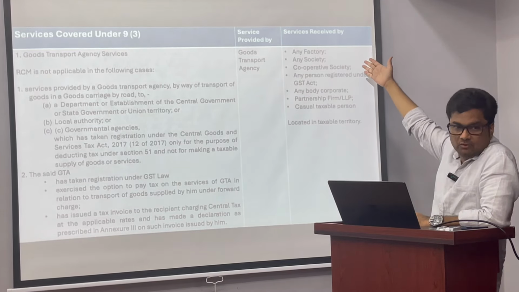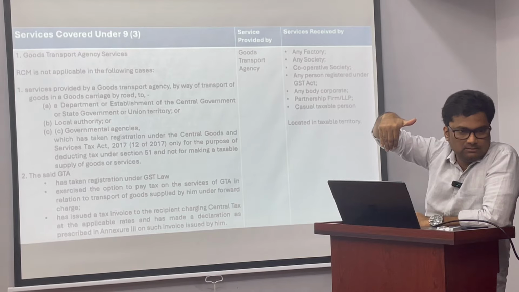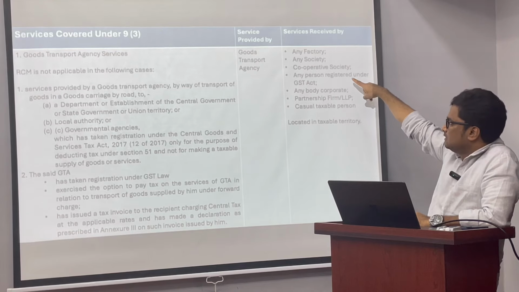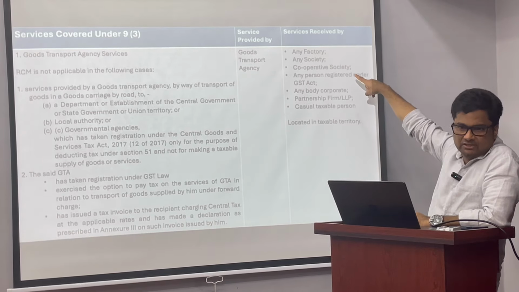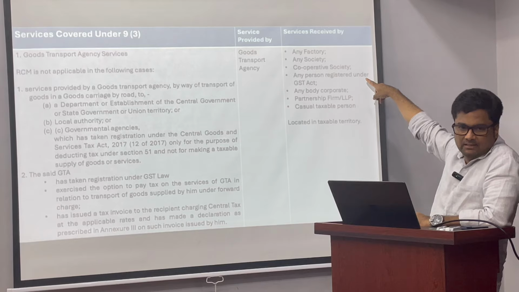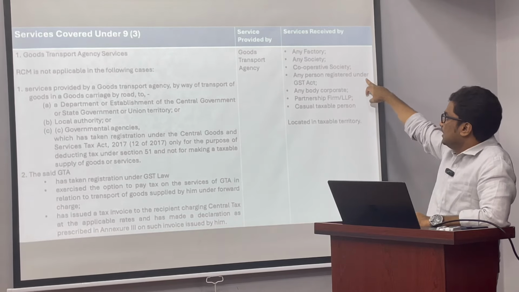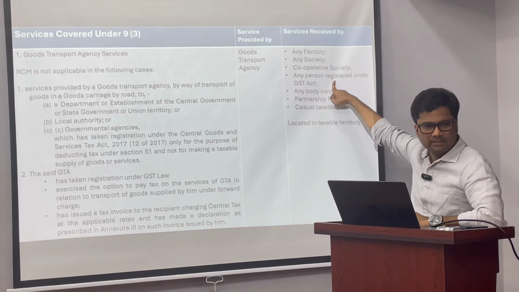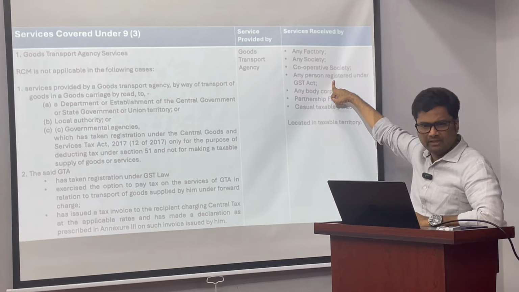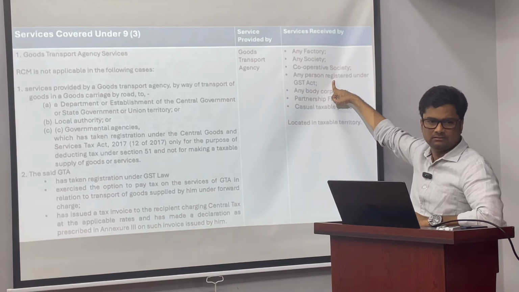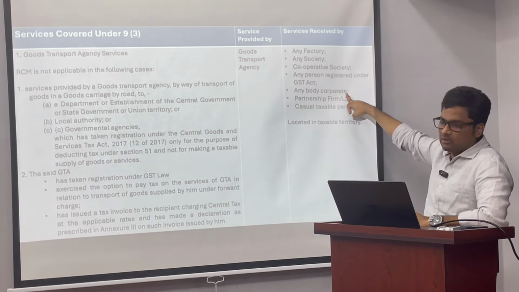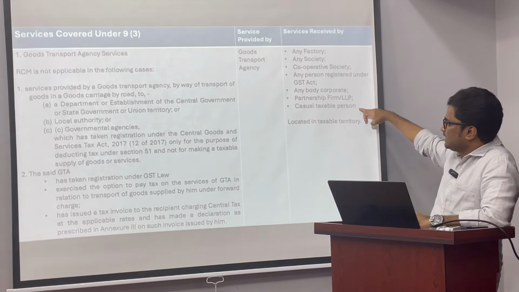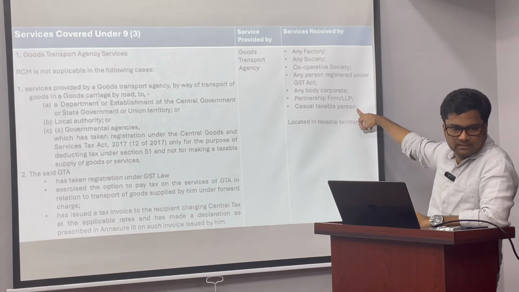Who is the service receiver? Who should be the service receiver? A factory registered under the Factories Act, a society registered under the Societies Registration Act, a cooperative society under the Cooperative Societies Act, any registered person, sole proprietor, firm, company, body corporate, partnership firm, casual taxable person. You know casual taxable person?